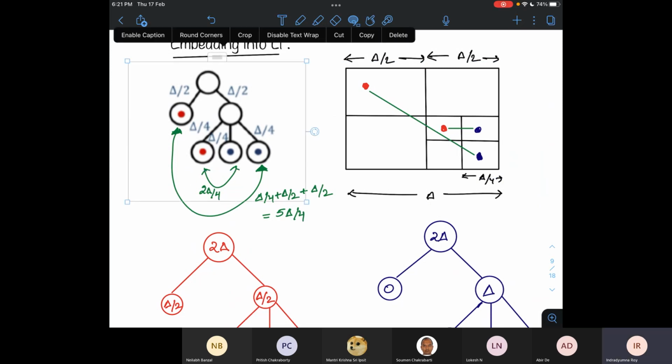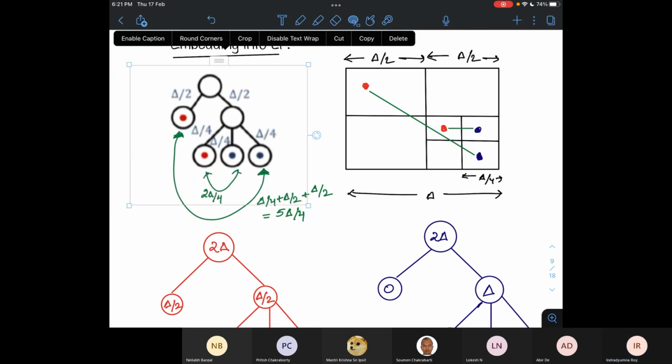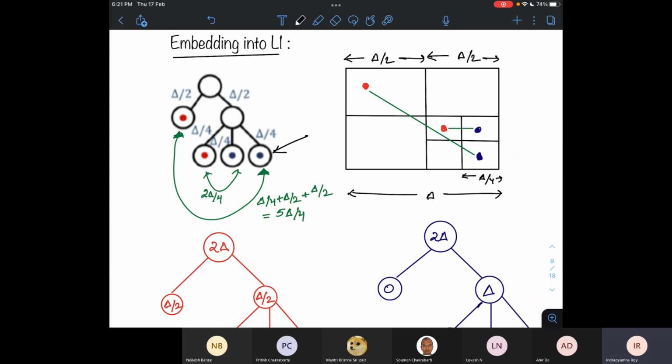2 points here incurs a cost of 2 delta by 4, which basically corresponds to this transportation here in the original space. And this mapping incurs a cost because this blue point has to travel up this edge and this edge. So therefore, it incurs a cost of delta by 4 plus delta by 2. And since this red point has to travel up this edge, it will incur a cost of delta by 2, and that's the total cost. And that basically corresponds to this longer flow path.